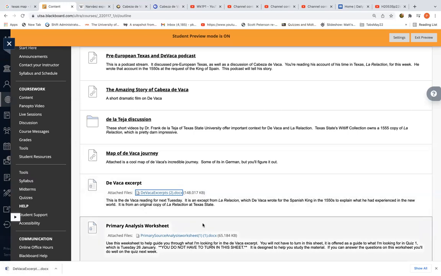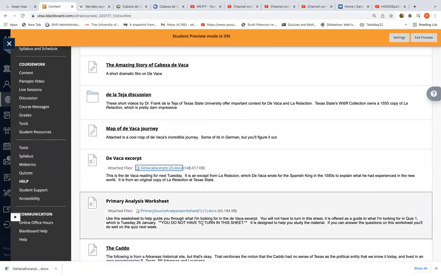The next thing here, you'll see the primary analysis worksheet, and you don't have to turn this in. A lot of students think you have to turn this in. What this is, again, it's a Word document. Click on it, it creates a Word document. Why I posted that is it helps guide you to the De Vaca material. If you can answer the questions on the primary analysis worksheet, you'll do well on the quiz next week and on the first midterm. So that's the point of this primary source analysis worksheet.